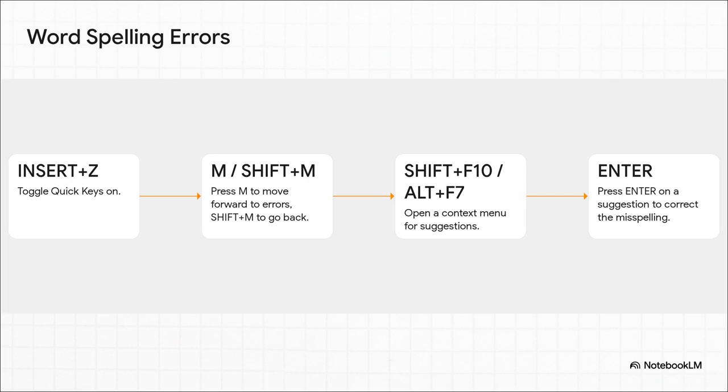First, you toggle on Quick Keys with Insert Z. After that, the letter M is your new best friend. Just press M and you'll jump straight to the next misspelled word. Shift M will take you to the previous one. And when you land on an error, just hit Shift F10 to get all the correction suggestions. It takes the pain right out of proofreading.